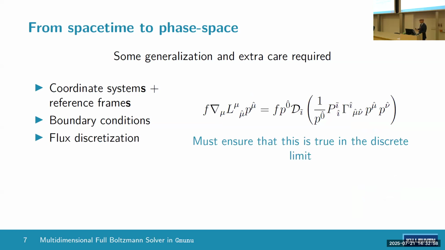Finally, the discretization also means that we have to discretize the flux. For the equation that is shown here, for example, we need to ensure that this is true in the discrete limit, where even terms that should cross-cancel are actually cross-canceling when you discretize things.